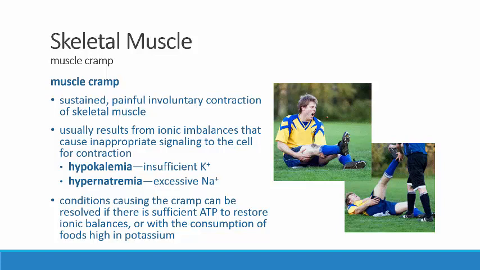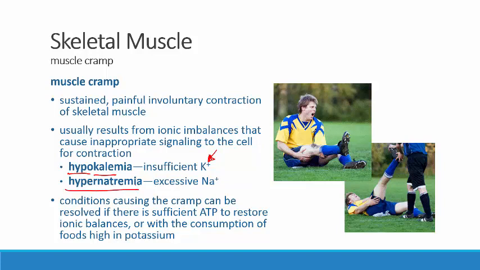So there are two kinds of ionic imbalances that can lead to this kind of cramping. One is hypokalemia. Hypo means low. Kalemia is a reference to the ion, the potassium ion. The reason that potassium has K as its symbol is this term kalemia. So hypokalemia is an insufficient supply of potassium to help the muscle cell do the contraction.